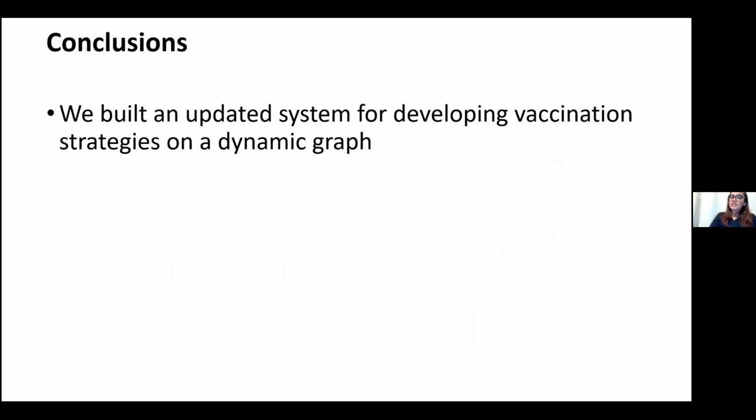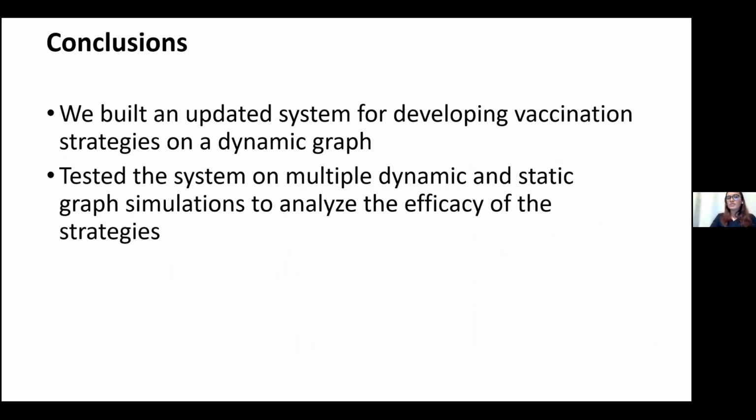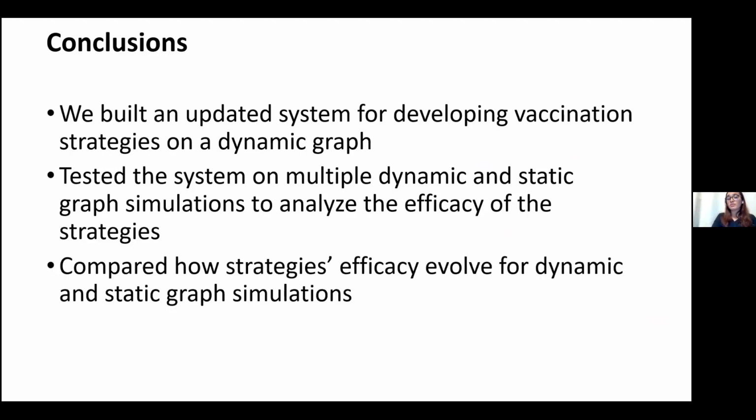So we built an algorithm system for developing vaccination strategies on a dynamic graph, and we tested the system on multiple dynamic and static graph simulations to understand the efficacy of our strategies. And we also made a comparison to see how these strategies evolve while the graph simulation is changing. Even though we saw that the dynamic 6 algorithm was performing well, we can say there is no silver bullet strategy we have found so far.